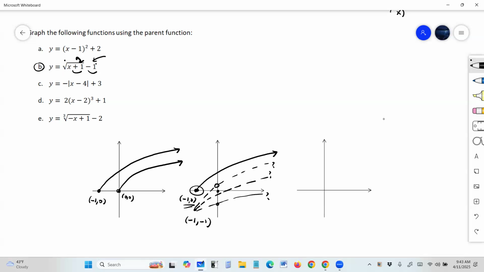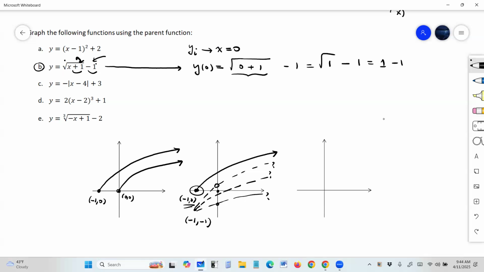There is a correct way. In some cases, I have to find the y-intercept. So the y-intercept is when you let x equals 0, okay? So y at 0 equals the value of the function, square root of x plus 1, or 0 plus 1, minus 1. So evaluate this. This is obviously square root of 1 minus 1. The square root of 1 is 1, minus 1 is 0. So notice that in this case, the y-intercept is exactly at 0.